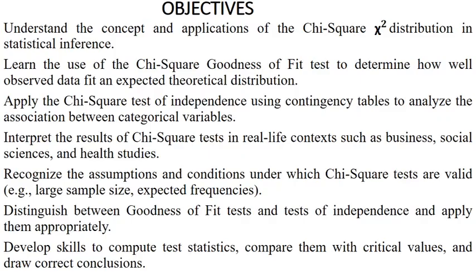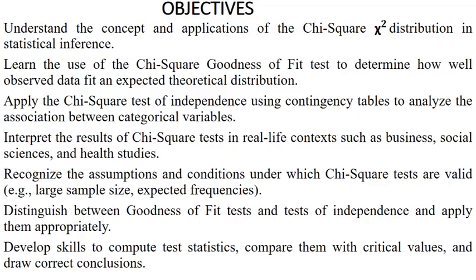What are the objectives of this study unit? The objectives of the study unit are to understand the concept and application of chi-square distribution in statistical inference, learn the use of chi-square goodness of fit test to determine how well observed data fit an expected theoretical distribution, apply the chi-square test of independence using contingency tables to analyze the association between categorical variables, and interpret the results of chi-square tests in real-life contexts such as business, social sciences, and health studies.